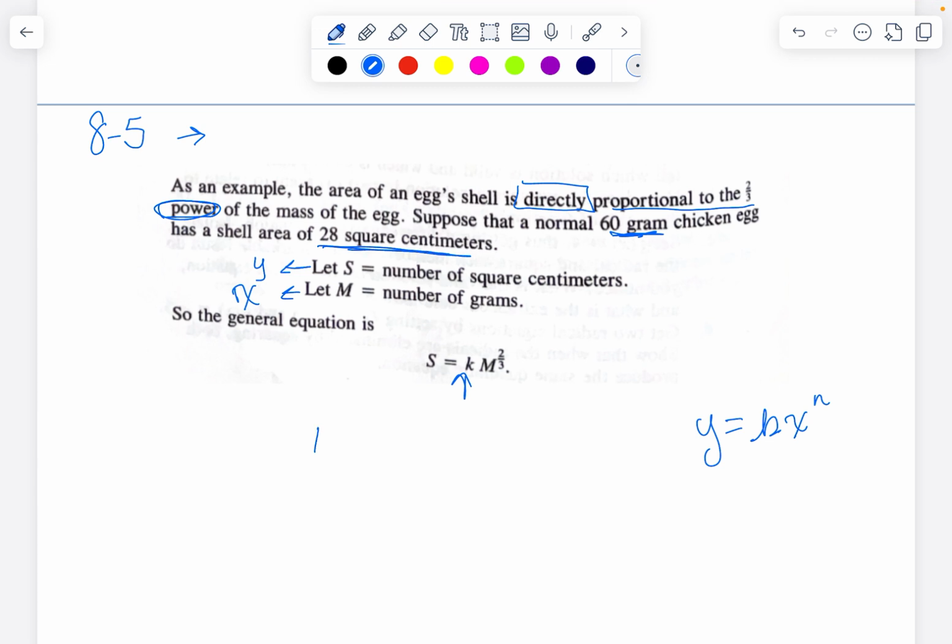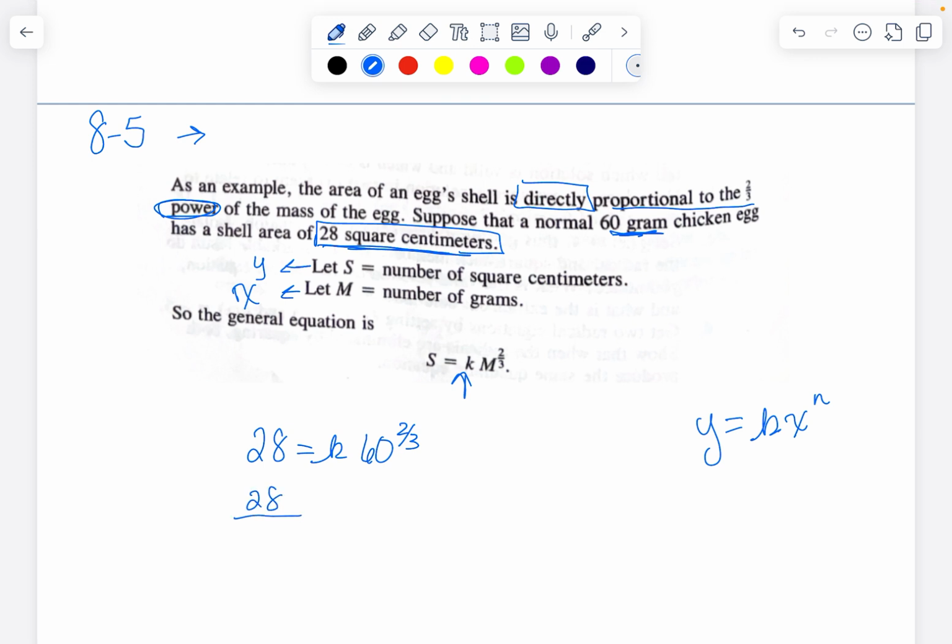So S would equal 60. Oh, no, I did that backwards. Sorry, guys. S is the shell. It's the 28. 28 square centimeters equals our constant K times the mass to 2/3. Now we're just going to use our calculators: we take 28 and divide it by 60 to the 2/3. We do not have to do this manually, and we'll find our K.